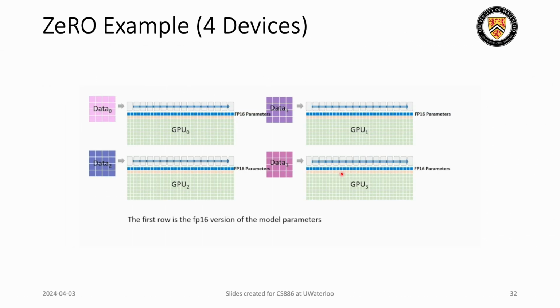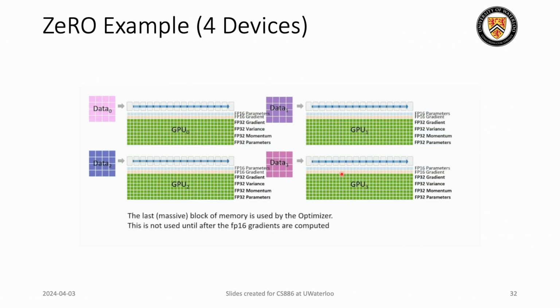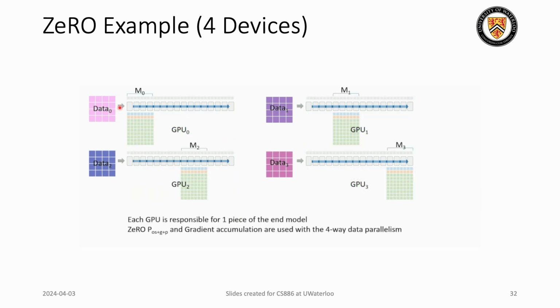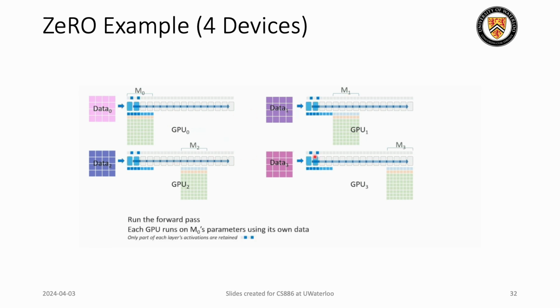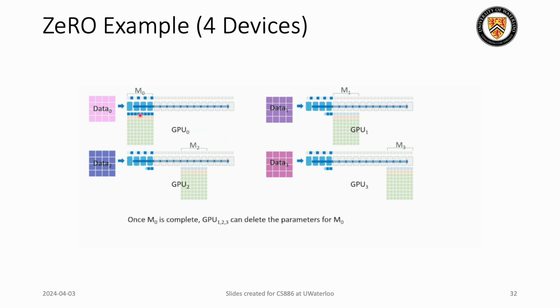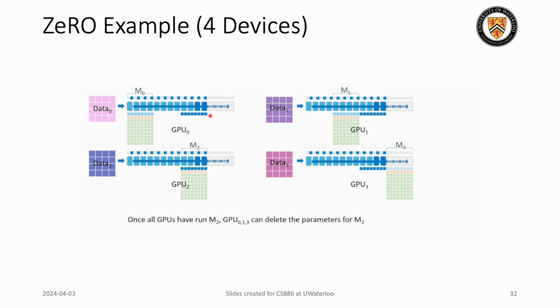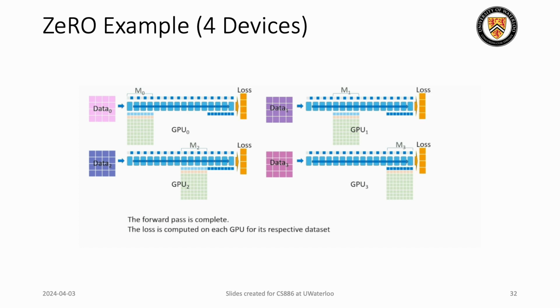Okay, so here we see an example of ZeRO on 4 devices. Each device has a portion of the model. So device 1 has this portion, and so on. And then in the forward pass, each party corresponding to a certain section of the model sends it to all the clients so that they can do the forward on their respective data. So this is a form of data parallel combined with pipeline parallel.